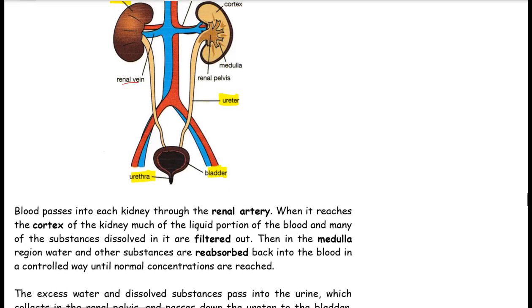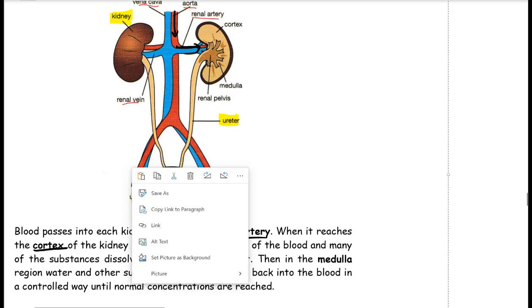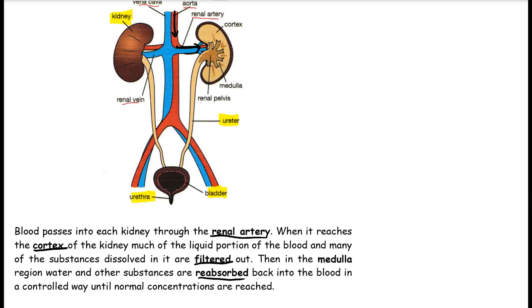So here's what happens. The blood passes through the aorta, and then it travels into the kidney through the renal artery. When it reaches the cortex of the kidney, much of the liquid portion of the blood and many of the substances dissolved in it are filtered out. Then in the medulla region, water and other substances are reabsorbed back into the blood in a controlled way until normal concentrations are reached.